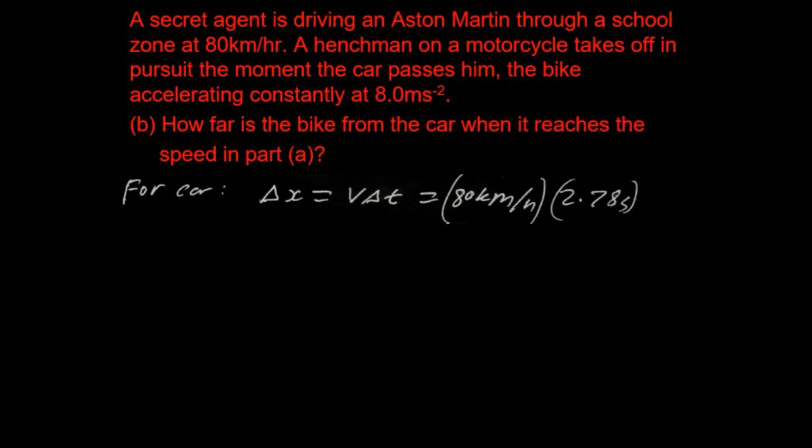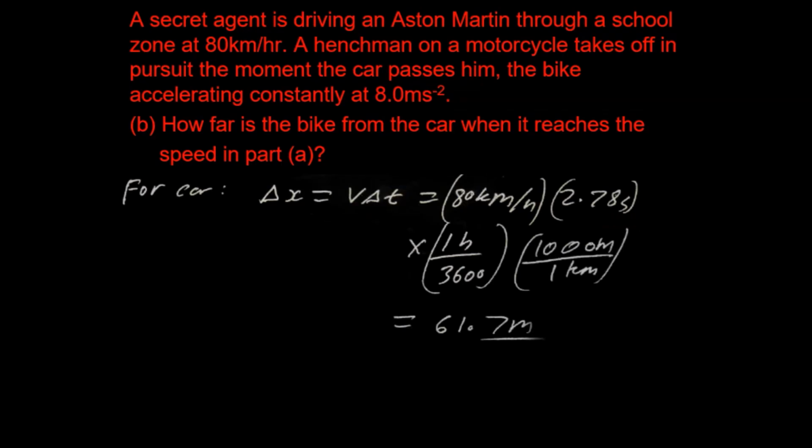So how far is the bike from the car when it reaches this speed? Well, first we want to know how far the car has gone. Then we can calculate how close the bike is. For the car, its distance s is equal to v times t. This will be 80 kilometers per hour again, multiplied by the 2.78 we just calculated. Convert the kilometers per hour, and we should get 61.7 meters.